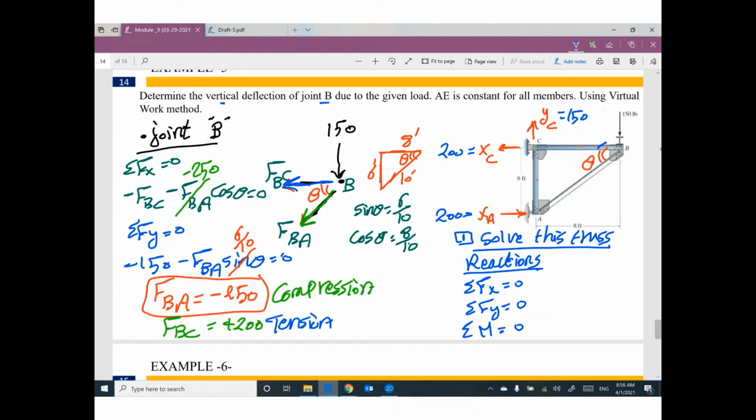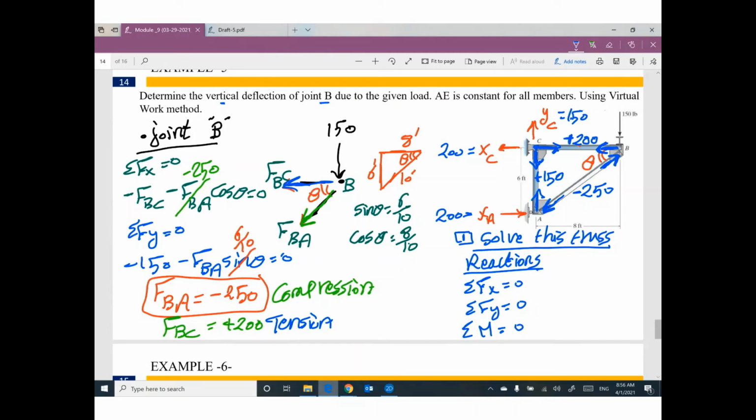So this one will be tension. This one will be tension. How much? 200. This one will be compression. This one will be compression. How much? 250. Because it's a compression, I will put it negative. If you do joint equilibrium at C, I will find this one will be tension. How much? 150. Positive. Any force in tension will be positive. Any force in compression will be negative.